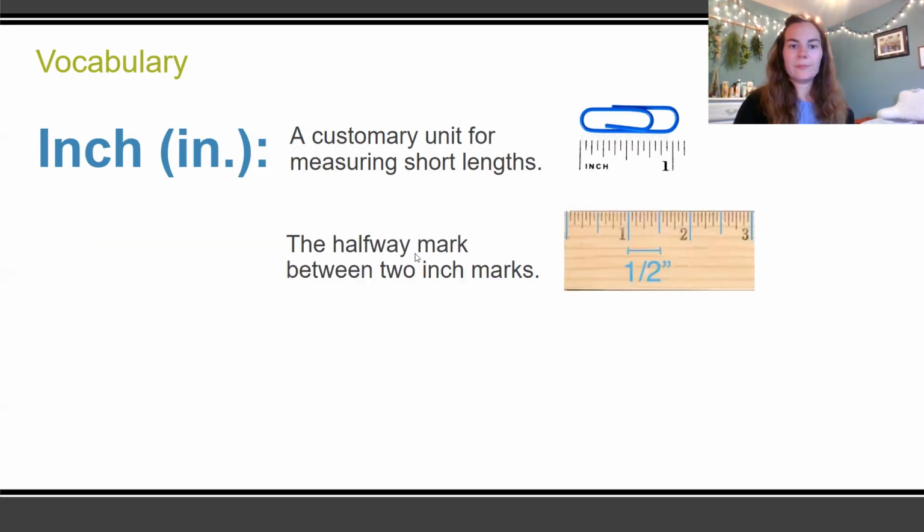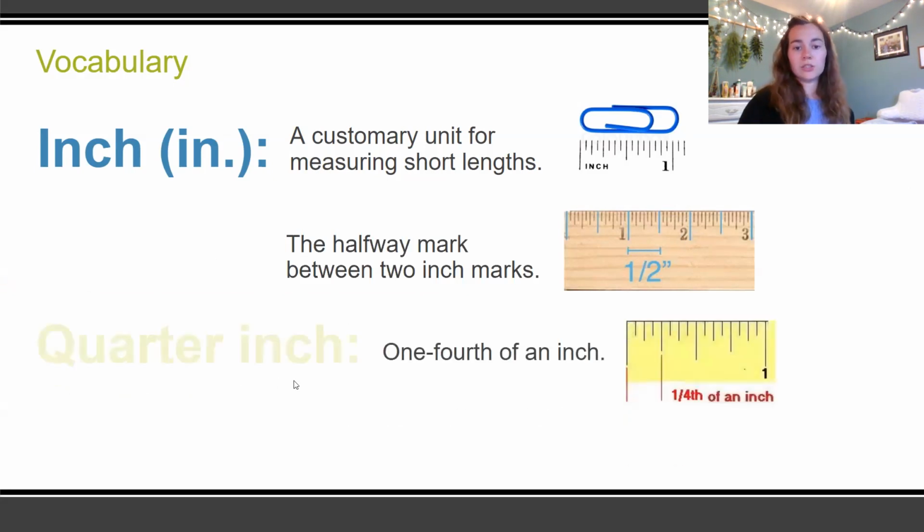And the halfway mark between 2 inch marks is half of an inch. So here is 1 inch. This halfway mark is 1.5 inches, and then you go another half, and 2 halves equal 1 whole. So now we're at another whole number, 2.